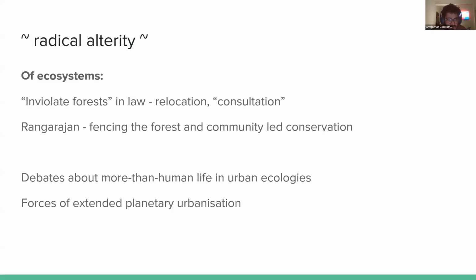This is actually a lot of the same stuff. I just wanted to put these keywords down, but I feel like this is a natural end of the flow. But again, it's nothing too different. I would recommend this book by Mahesh Rangarajan called Fencing the Forest. It's an environmental history of colonial foresting and how it's led to this current protected area paradigm. I'll stop sharing now.